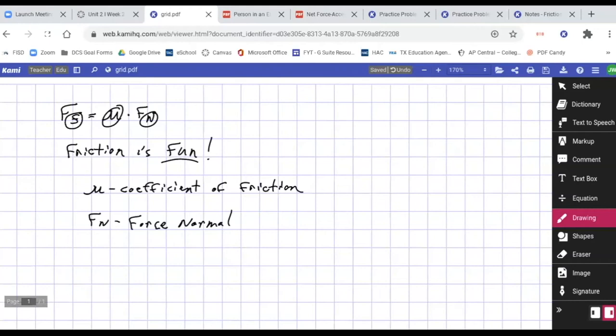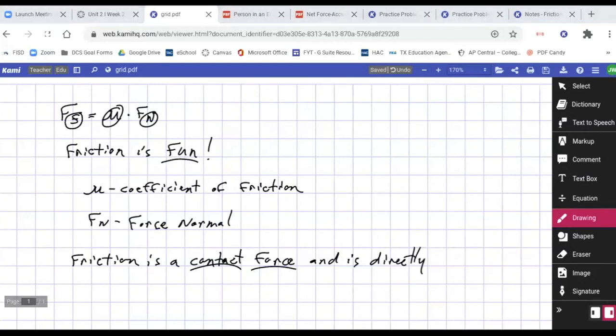So let's write that down. Friction is a contact force and is directly related to the normal force.